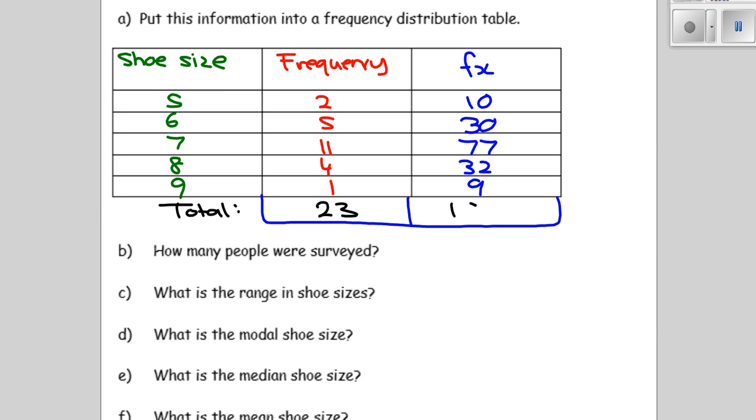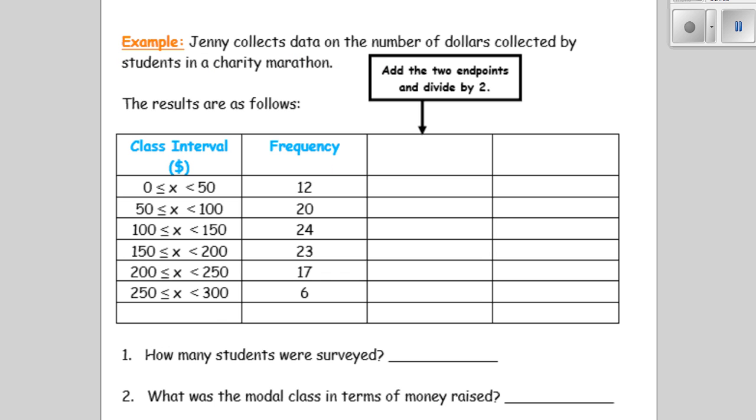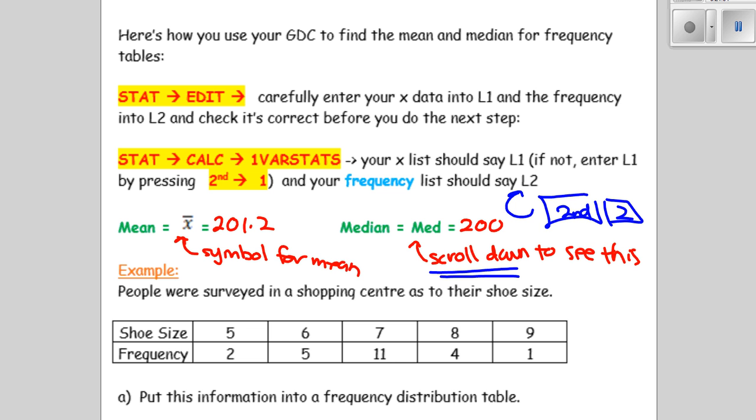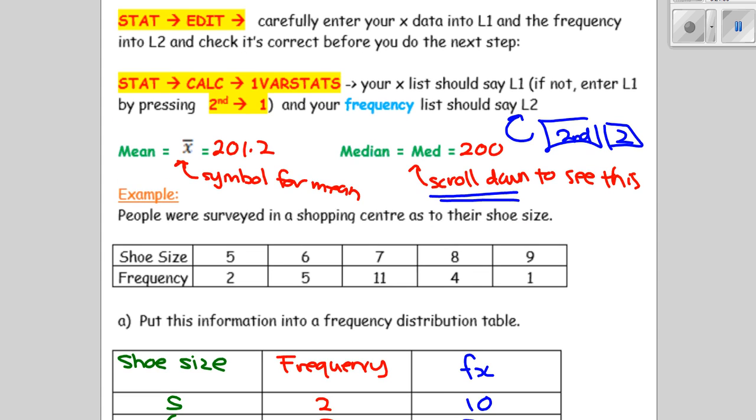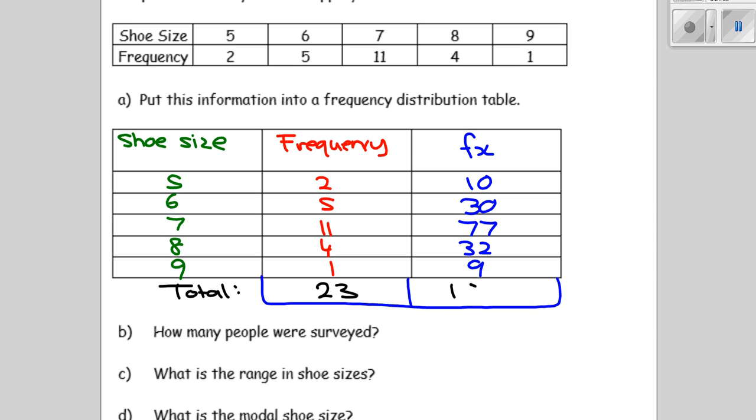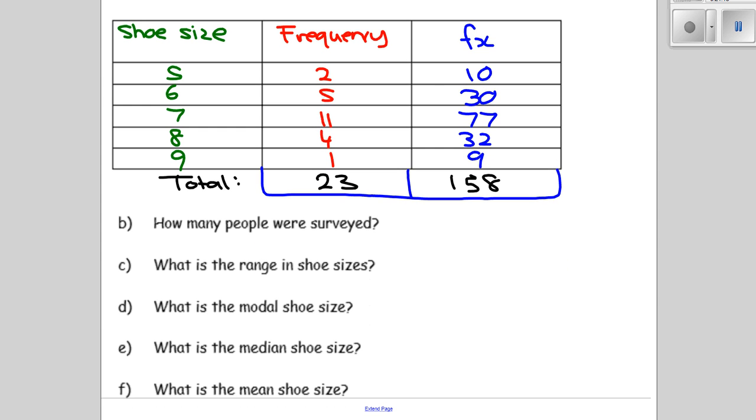I'm definitely wrong. Sarah's right. 158. Okay, let's change that. Thank you. And because that might be useful, we can now answer the questions. How many people were surveyed? 23. A lot, yeah. What's the range in shoe sizes?